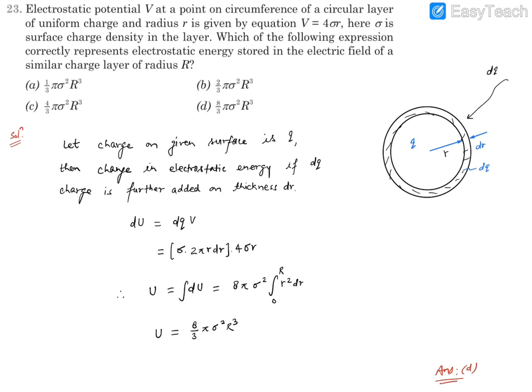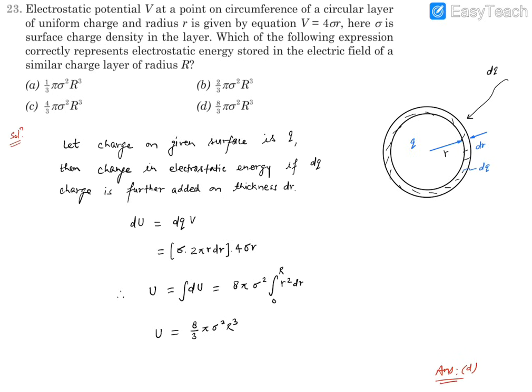Now let's talk about how much this dq is going to be. dq is equal to the charge density that we maintain, which is sigma, times the area on which we are depositing this charge. This dr-thickness layer has an area of 2 pi r, the circumference, times dr, the thickness. So charge density times area is the charge, and this is, of course, the potential.